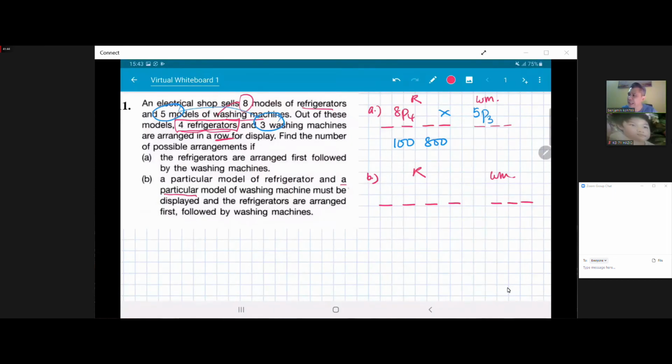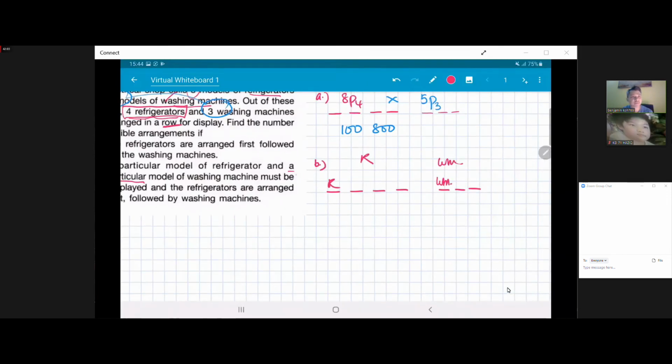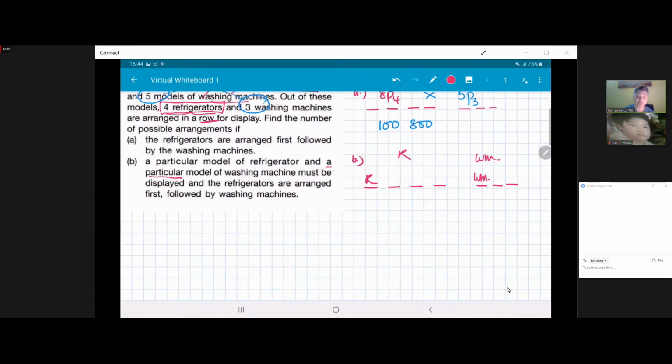What brand do you have? Samsung, and is there a Sony? No. Samsung and LG and whatever. Okay. So let's say one of the brands of the refrigerator must be there, and one more brand of the washing machine must be there. Understand? One more brand of washing machine must be there. Okay. How many ways to arrange?